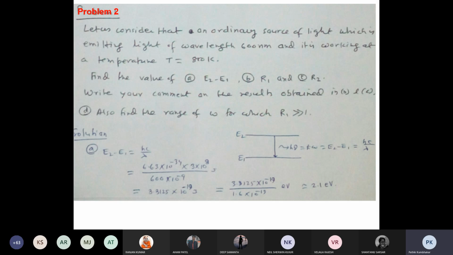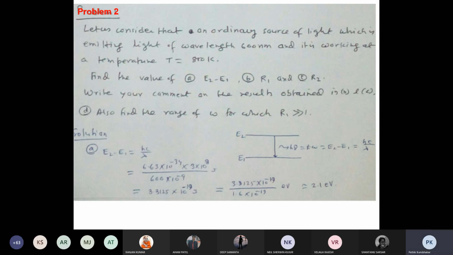Now we like to write it in electron volt units, because energy for electrons is in electron volts. To do that, we have to divide by 1.6 times 10 to the power minus 19. Then you get this much electron volt. So ultimately it becomes 2.1 electron volt. So in ordinary light emitting red color of around 600 nanometer, the energy level difference should be of the order of 2 electron volt, 2.1 electron volt.